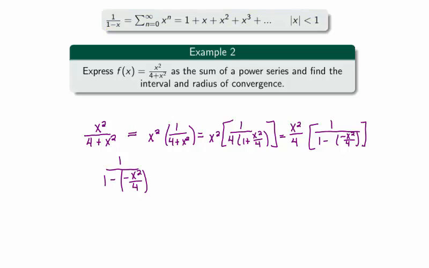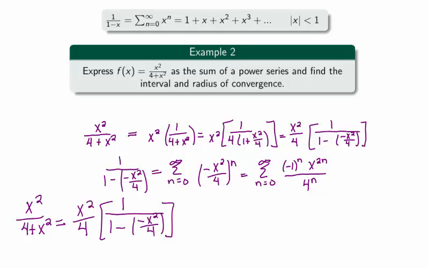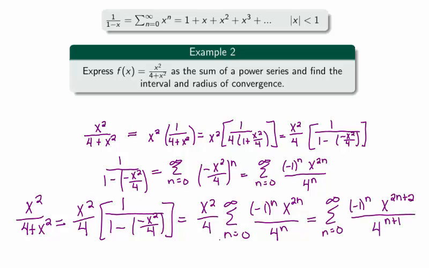We obtain 1 over 1 minus negative x squared over 4 equals the sum n equals 0 to infinity of negative x squared over 4 to the n, which equals the sum n equals 0 to infinity of negative 1 to the n times x to the 2n divided by 4 to the n. Therefore, x squared divided by 4 plus x squared, which equals x squared over 4 times 1 divided by 1 minus negative x squared over 4, equals x squared over 4 times the sum n equals 0 to infinity of negative 1 to the n times x to the 2n divided by 4 to the n, which equals the sum n equals 0 to infinity of negative 1 to the n times x to the 2n plus 2 divided by 4 to the n plus 1. Note that in the furthest right equality, we distributed x squared over 4 into the sum.